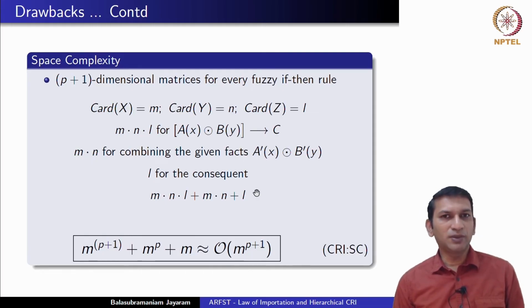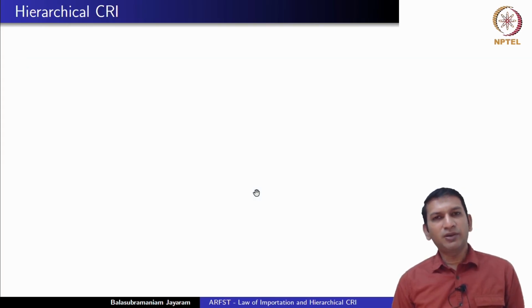So the computational complexity is of order m power 2p, and the space complexity is of order m power p plus 1. Now, why not perform the operation in a different way?